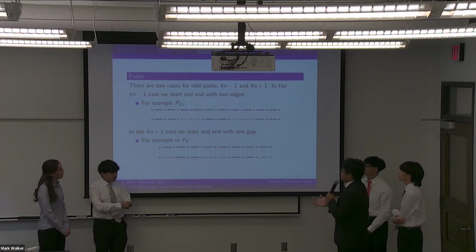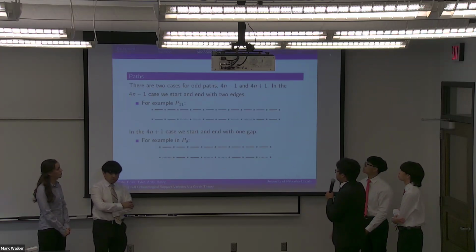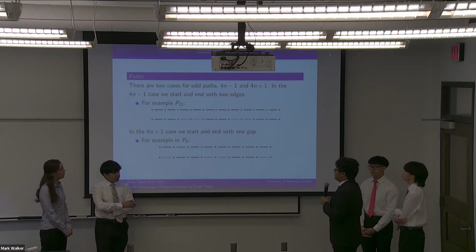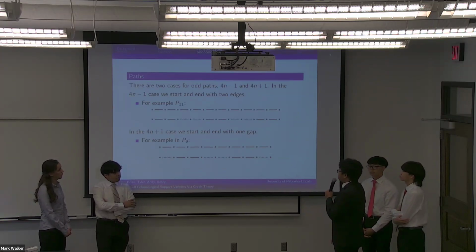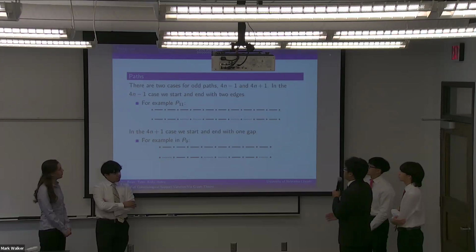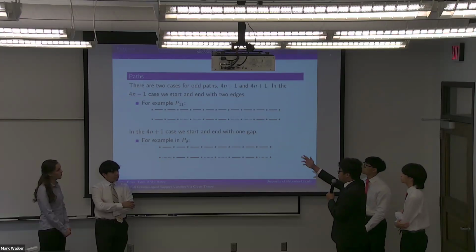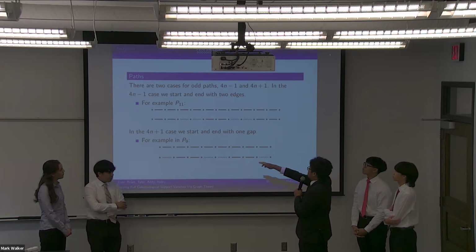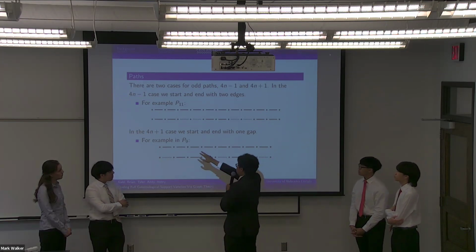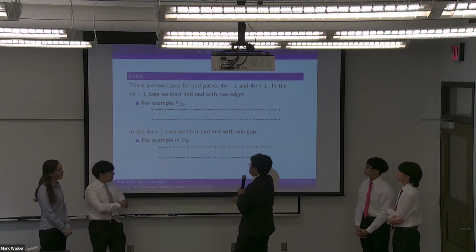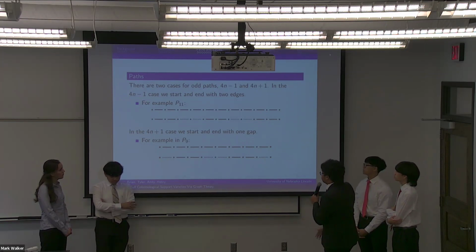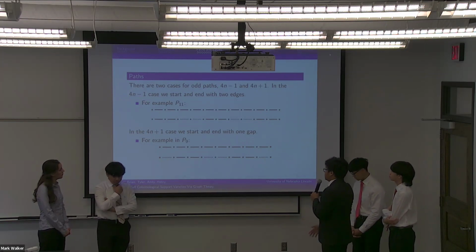So that leads us to two cases for odd paths. The first case is the paths containing 4n minus 1 vertices. In that case, we must start and end with two edges. An example of a path with 4n minus 1 vertices is if you plug in 3 for n, you get P11. In the subgraph below with property C, you notice how the first two edges and last two edges are lines. And in the other case, paths with 4n plus 1 vertices, we must start and end with one gap.